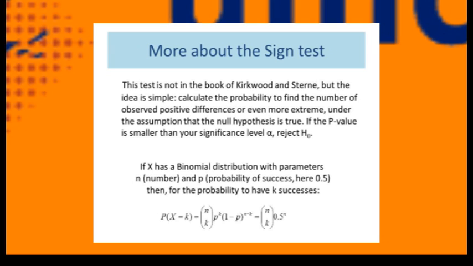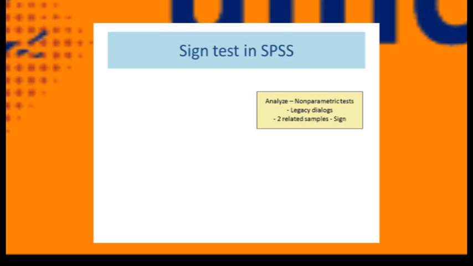Here you see the formula of the probabilities in a binomial distribution. For more information, see the video about probability theory. To perform a sign test in SPSS, choose in the menu Analyze, Non-parametric tests, Legacy dialogues, 2 related samples, and check sign. Fill in the 2 related variables and click the OK button.